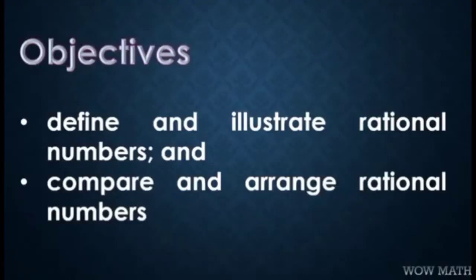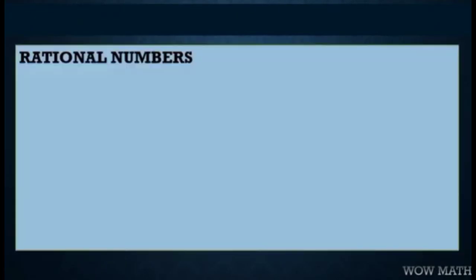We will define and illustrate rational numbers, and we will compare and arrange rational numbers. So first, let us illustrate rational numbers and the family of rational numbers using a Venn diagram. So this is the family of rational numbers.